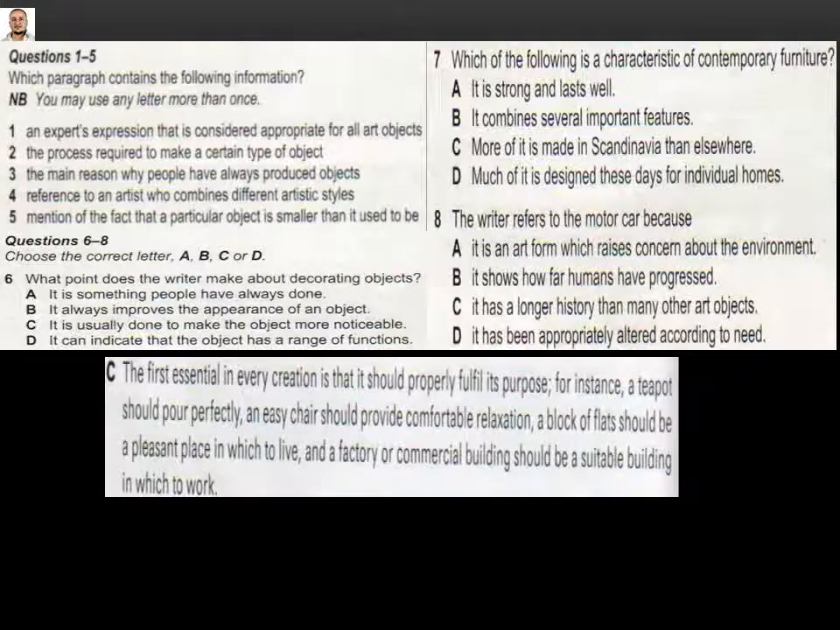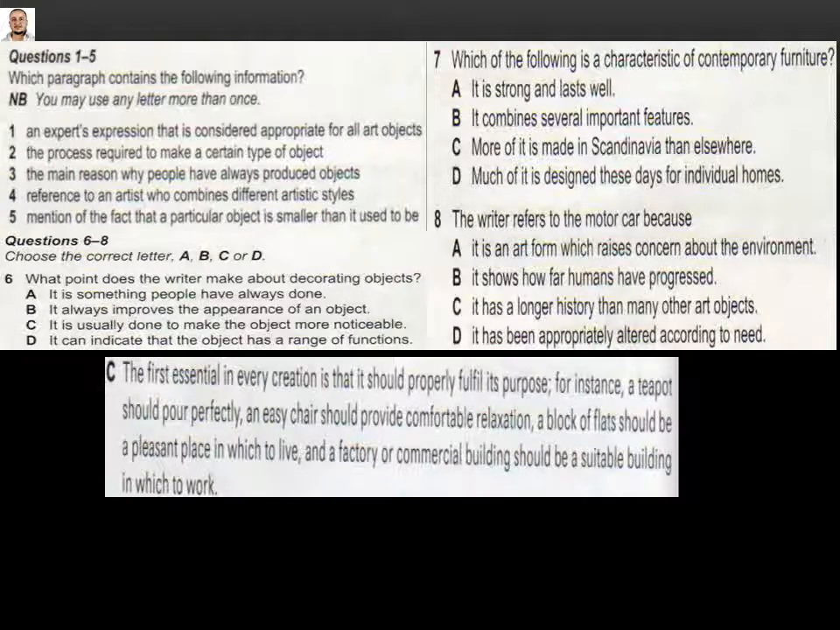The first essential in every creation is that it should properly fulfill its purpose. For instance, a teapot should pour perfectly, an easy chair should provide comfortable relaxation, a block of flats should be a pleasant place in which to live, and a factory or commercial building should be a suitable building in which to work.